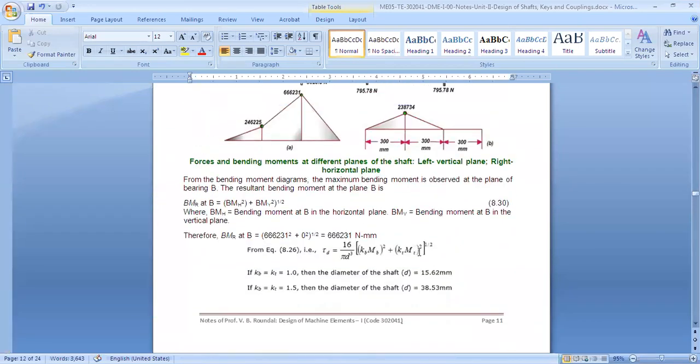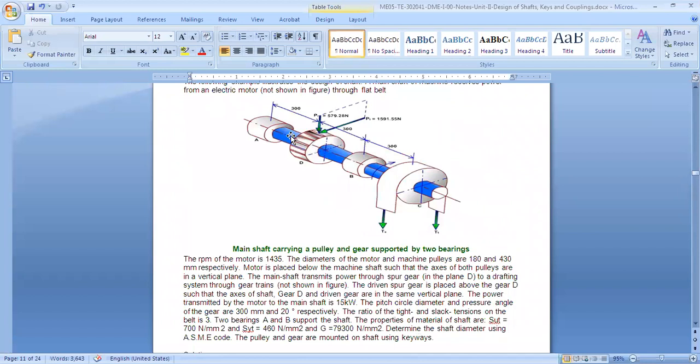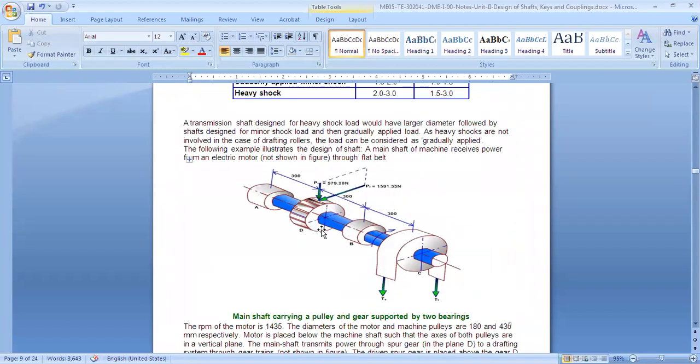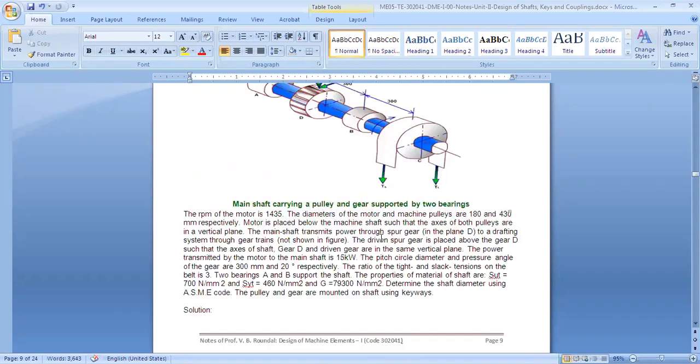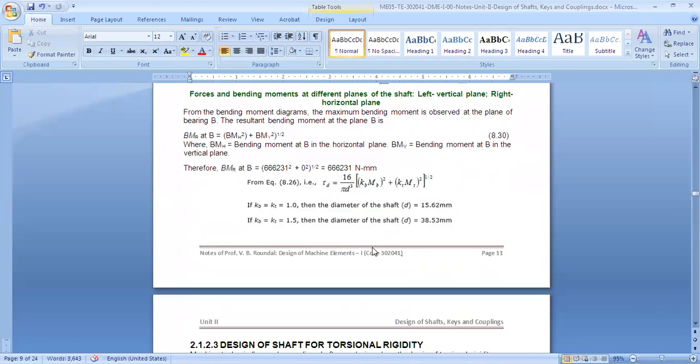Now let's see, we took this example that day. The example was a shaft with a pulley at the end and a gear in between, supported on two bearings, right? So we solved this example and ended our lecture with the diameter of the shaft: for KB and KT 1 it was 15, and for KB and KT 1.5 it was 38. So in an example you will be given KB and KT and you have to come up with the diameter. This is the diameter we designed from the strength basis.